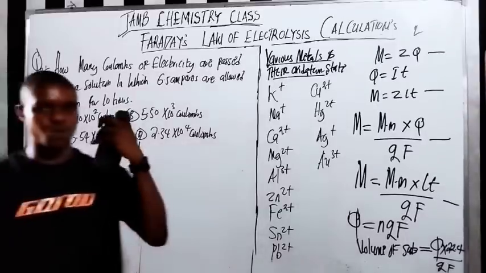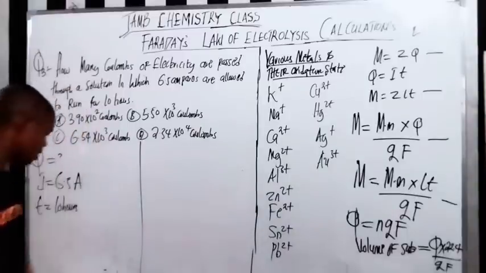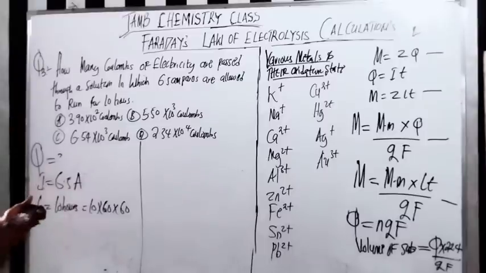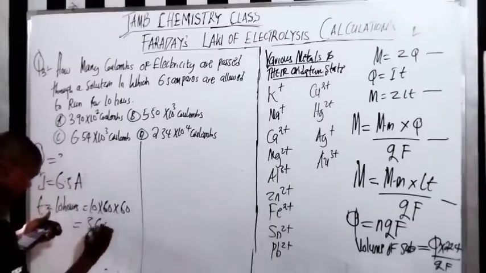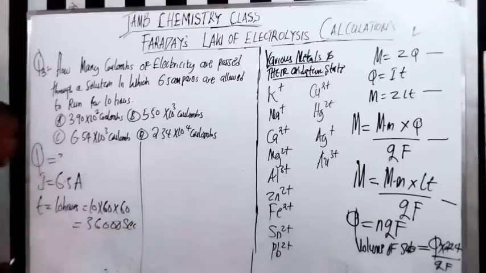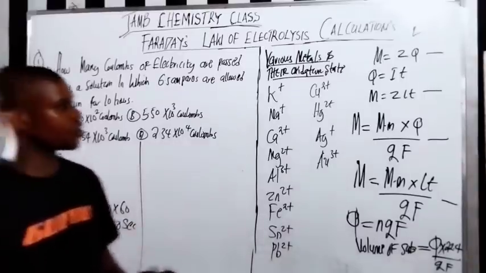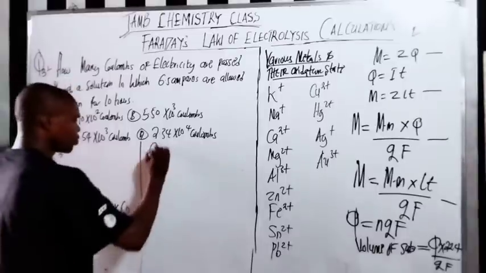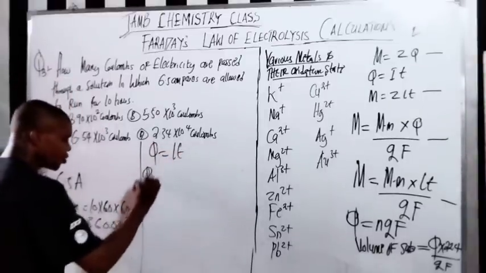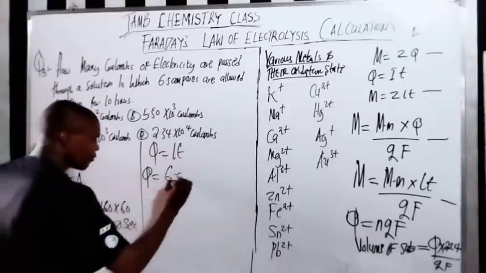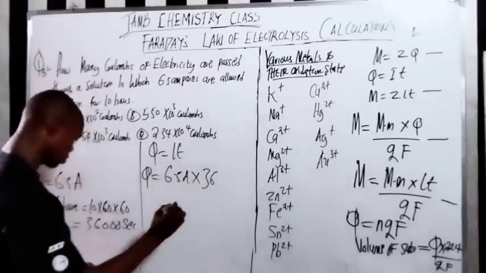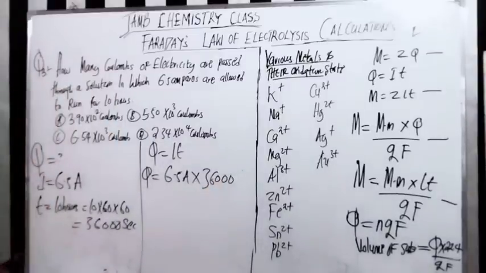Remember, I have to convert hours to seconds by multiplying by 60 times 60. So it will be 10 times 60 times 60, which is 36,000 seconds. Which formula are we going to use? It's obvious: Q, because they say to calculate coulombs. I want to use I T. So Q equals I T, which is 6.5 amperes times my T, 36,000.